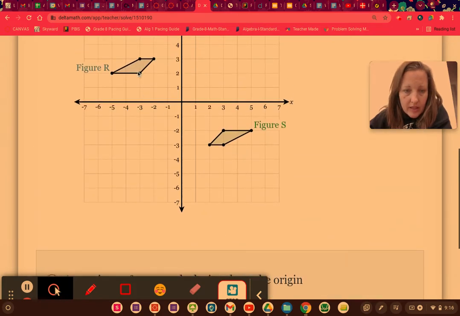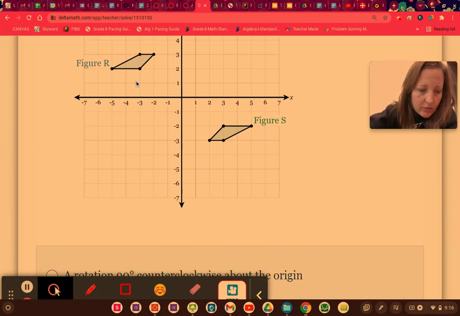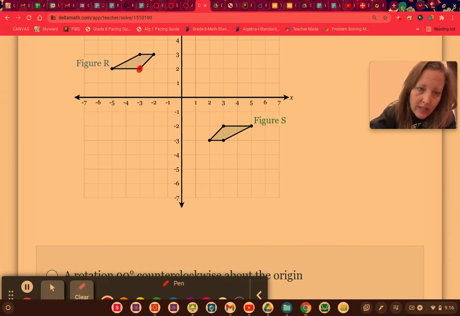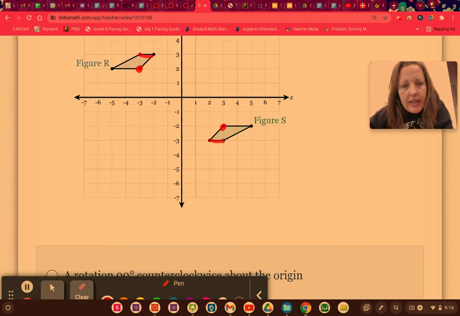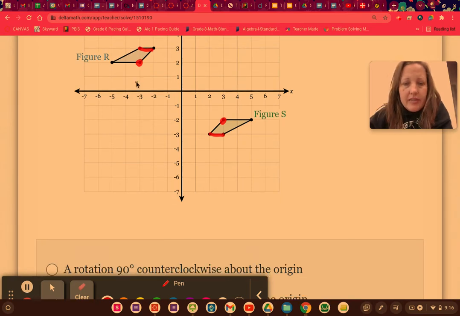Okay, well, let's see. This point, let's see if I can use a pen here. This little point right here maps, if you kind of look, to right here. See how this little side is the same as this little side? So it doesn't look like I just translated it, because if I did, then the orientation of the object wouldn't have changed. The figure would not have changed in the way that it's oriented. It looks like it's turned, doesn't it? It looks like somebody turned it.